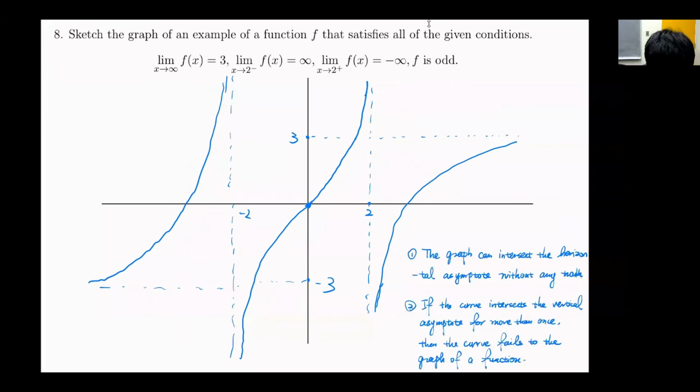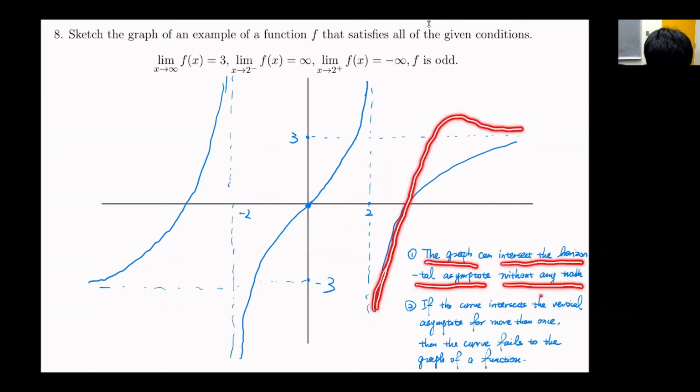So the first remark is, well, the graph can intersect the horizontal asymptote without any trouble. So you could actually have a graph looking like this, or a graph looking like this. It can intersect the horizontal asymptote many times. It really doesn't cause any troubles.